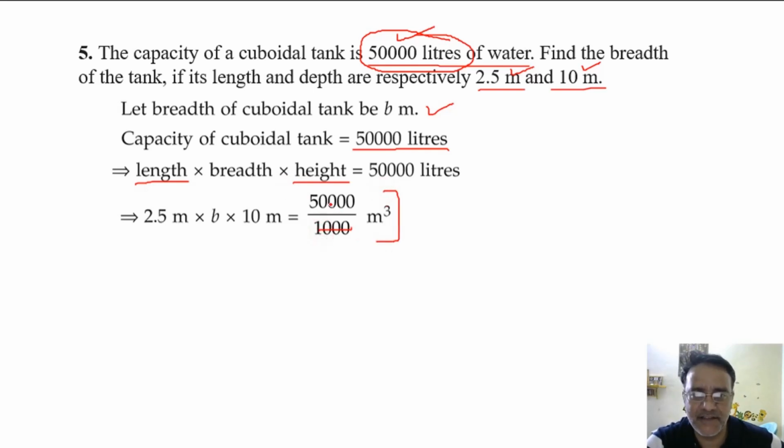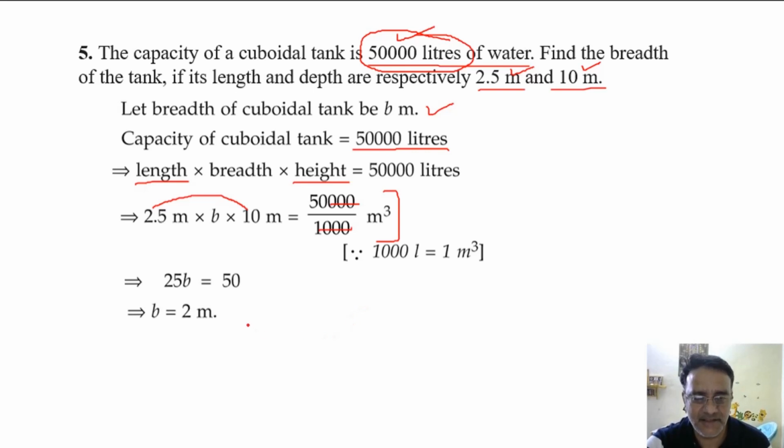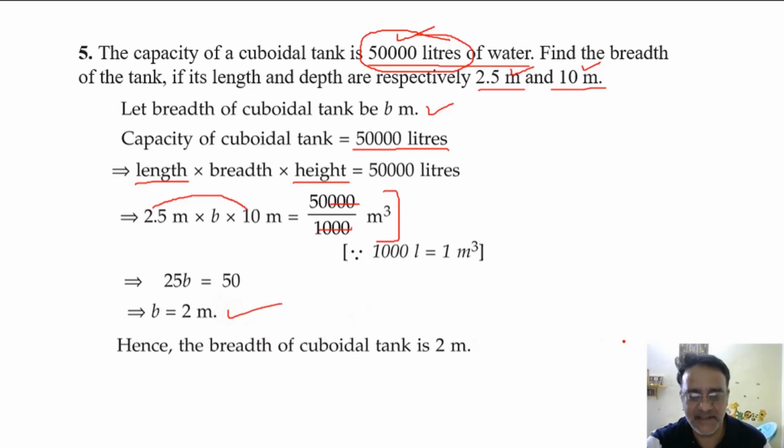So 3 0 cancel हो गया यहाँ पर. 2.5 into 10 will become 25. So B will be 50 by 25. What is the final answer? 2 meter. Hence the breadth of the cuboidal tank is 2 meter. Any doubt in this question? No, sir.